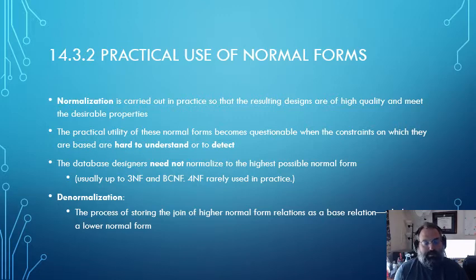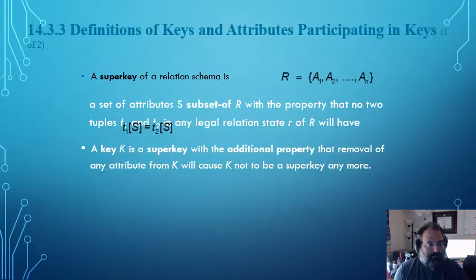The database designers need not normalize to the highest possible normal form. Usually third normal form or Boyce-Codd normal form is used, rarely fourth normal form, and almost never fifth normal form. Denormalization is the process of storing the join of higher normal forms as a base relation, which is in a lower normal form. Sometimes you will denormalize for performance reasons.